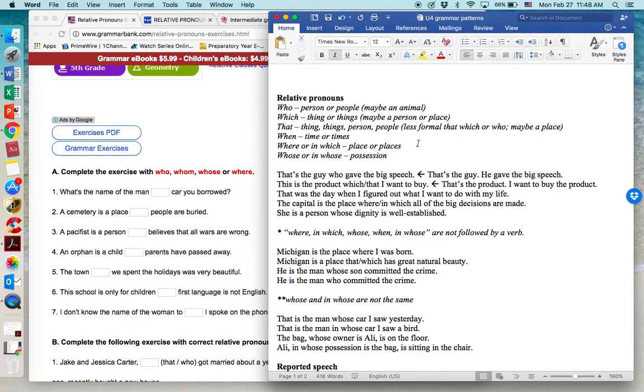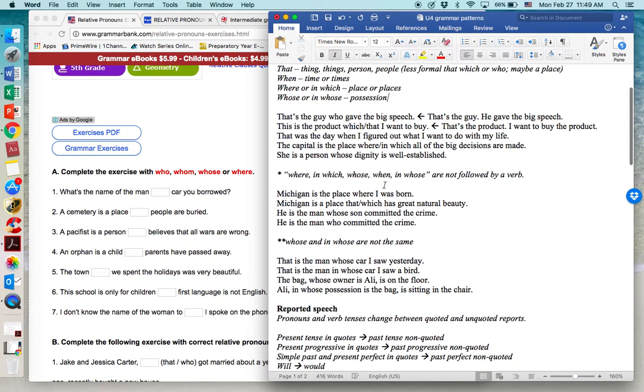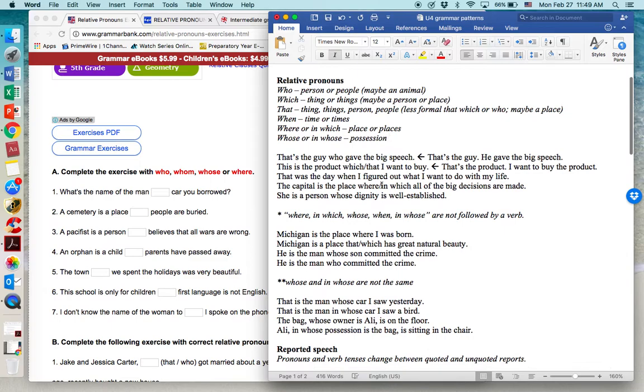That might also be used for a place depending on the sentence structure. When is used for a time or times, and it's different from interrupting action when. Where or in which is used for places or place. Whose or in whose is possession. Please note that where, in which, whose, and when, and in whose are not followed by a verb.